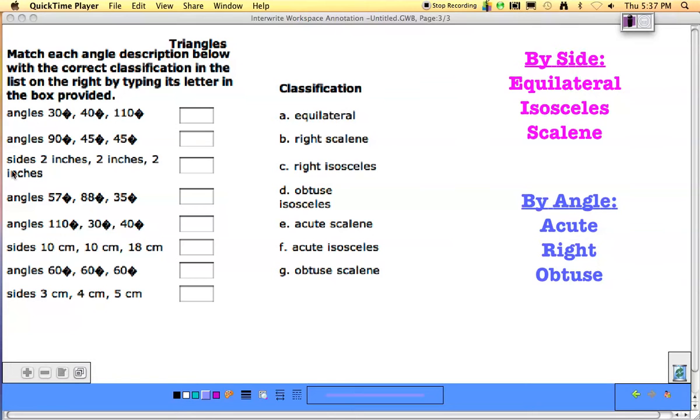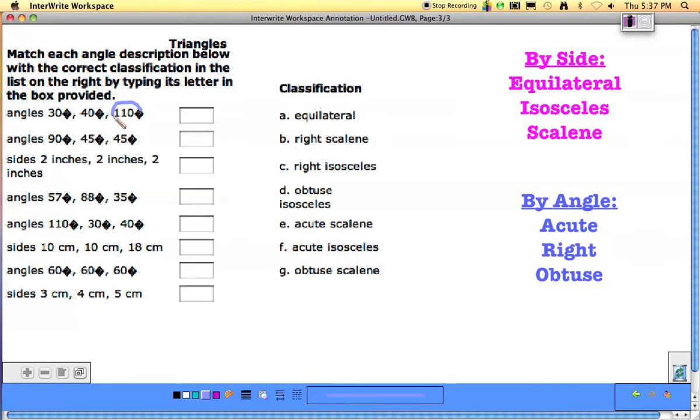So the first one says, and for some reason the degree symbol is not showing up, but the first one says the angle measurements are 30 degrees, 40 degrees, and 110 degrees. So automatically, I see that there's an angle that is 110 degrees. And I know I just learned that when I have 110 degrees, that's an angle greater than 90, which we call obtuse. So I know that when I pick my answer, it's going to have obtuse as part of the name.